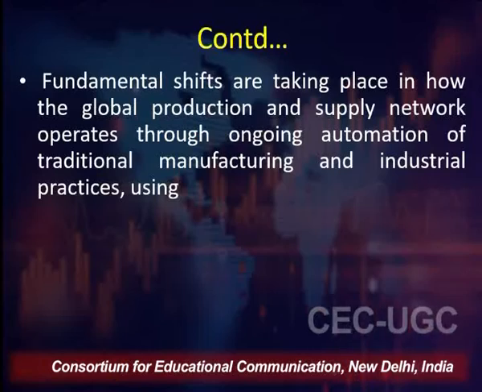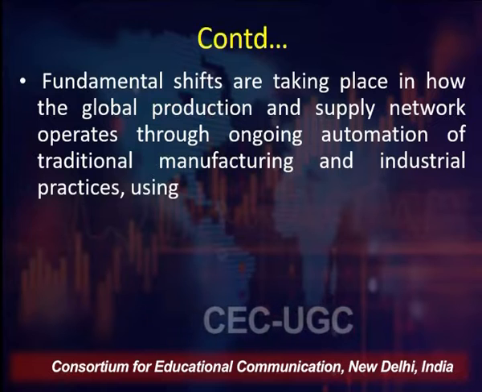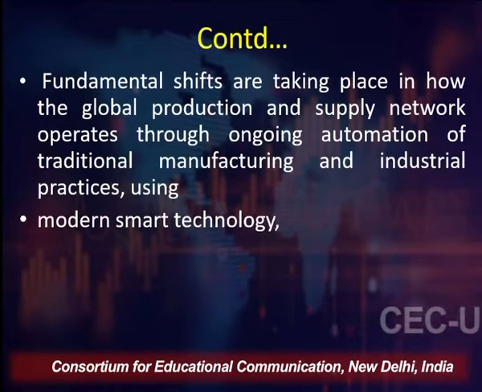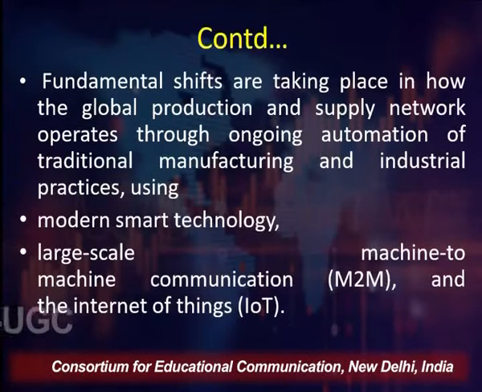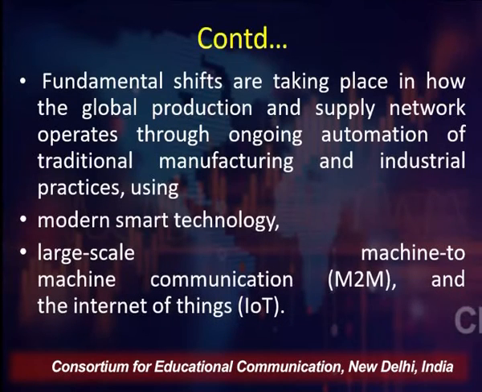So the fundamental shift is basically taking place in how the global production and supply network operates, through ongoing automation of traditional manufacturing and industrial practices by using modern smart technology and large-scale machine-to-machine communication, which is also known as M2M. We were talking about B2B, B2C, business to business, business to customer. Now we talk about M2M, that is machine-to-machine communication, and the Internet of Things, IoT, which is very much into the use of the business. So we talk about these modern smart technologies, M2M communication.